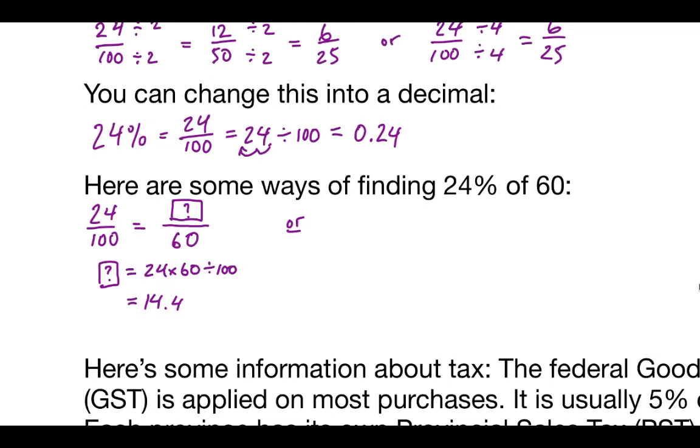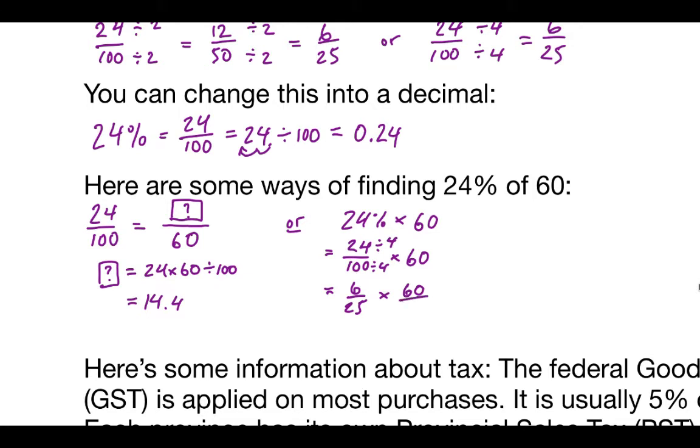If you want to find 24% of 60, you can do 24% times 60. Now remember, the 24% can take different forms. You can write it as a fraction and multiply it by 60. In that case, you may want to write it in lowest terms to do the multiplication. Dividing the top and the bottom by 4 reduces it to 6 over 25, and then multiplying by 60 makes it quite easy to do.